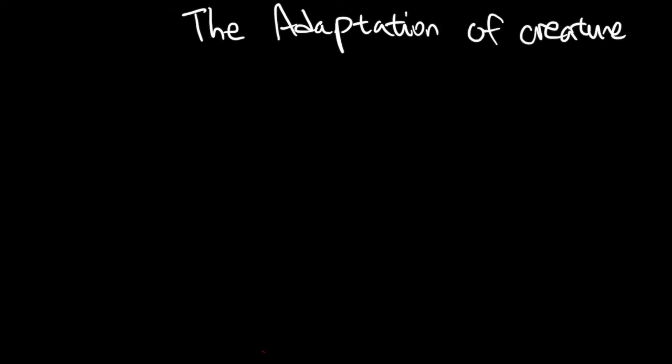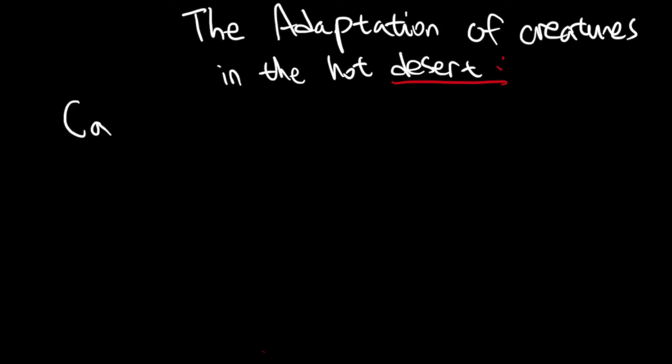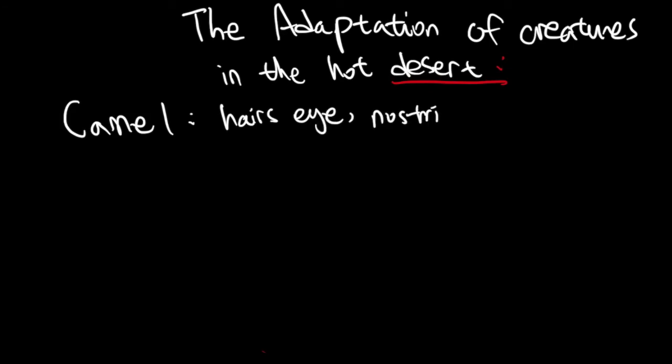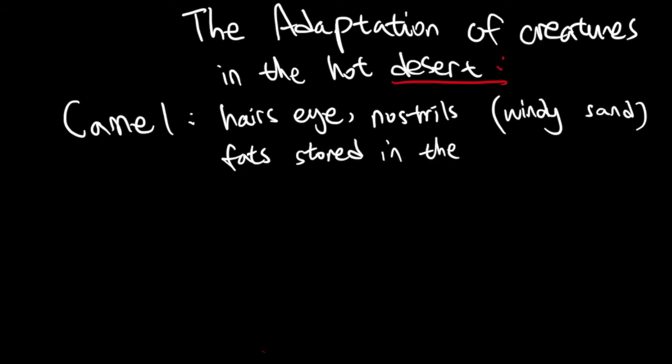Now, let's go to the last part. No, actually the second last part: the adaptations of creatures in the hot desert. Let's list an animal, the camel. They have protective hairs to protect their eyes and nostrils from the windy sand going up. They have fat stored in the, how's it called? Wait, how's it called?